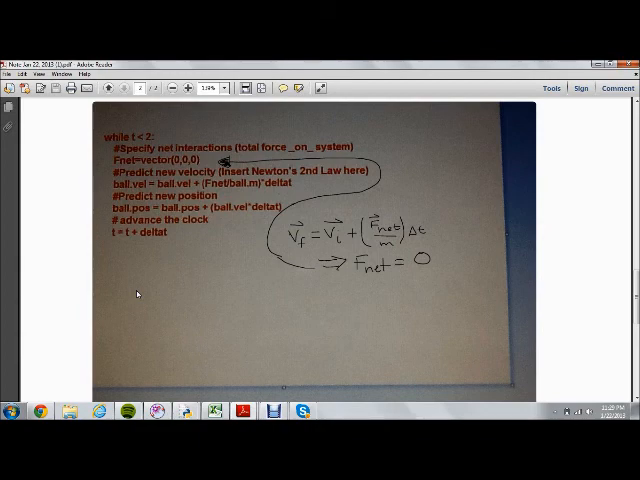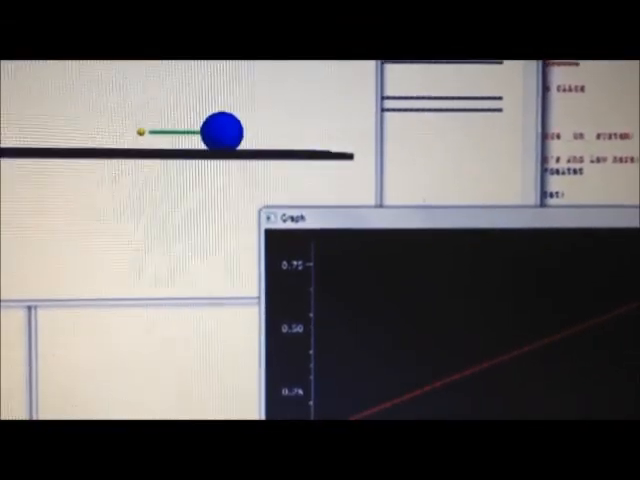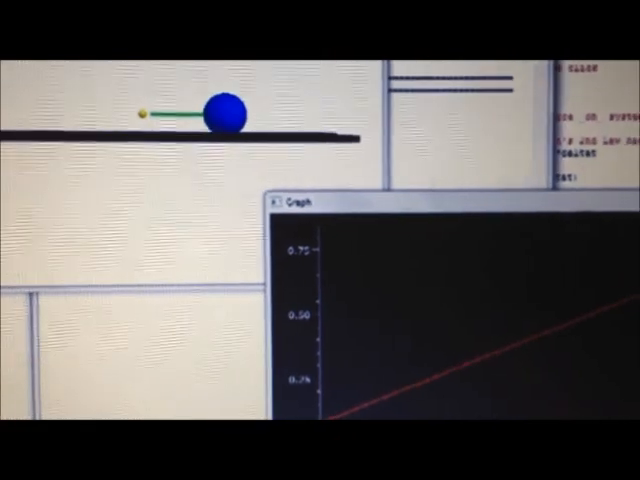I set F net equal to 0 in the model and then used that to predict the motion based on the given initial condition and system mass. Notice that the system mass doesn't come into play because if the F net is 0, then the mass does not matter. Here is a visualization of the golf cart moving in the X direction.